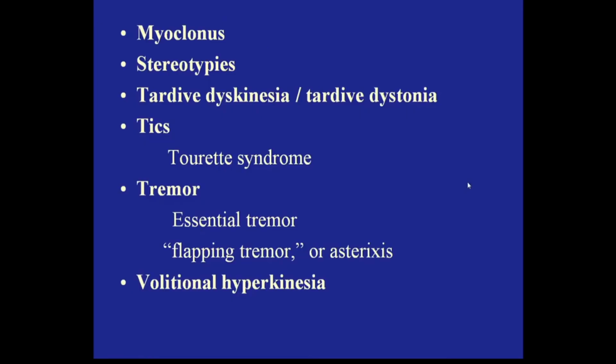Ballismus on the picture. What are other types of hyperkinesis? Myoclonus, stereotypies, tardive dyskinesia, tardive dystonia, tics, Tourette syndrome, tremor, volitional hyperkinesia, and other types of hyperkinesis may be present, not often. All these types of hyperkinesis are rare, but you are to know names of these types of hyperkinesis which we can have in case of striatum syndrome.